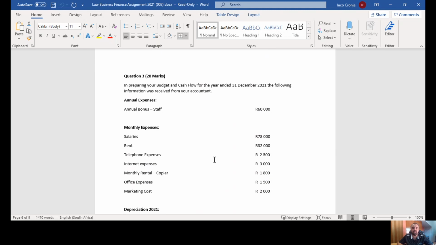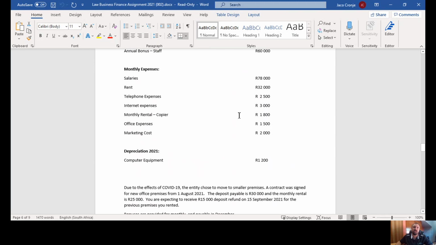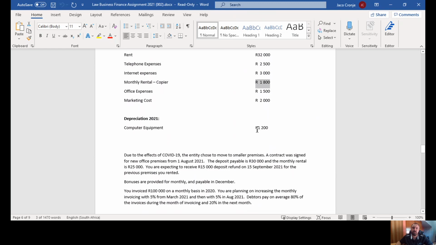So remember what we learned: the expense, the budget side of it, needs to be equalled out over the number of months. And in the cash flow, the full amount will flow out in the month where you physically pay your bonuses. Okay, then monthly expenses. We've got salaries, rent, telephone, internet, monthly copier rental, office expenses, and marketing. So we'll have a read through.